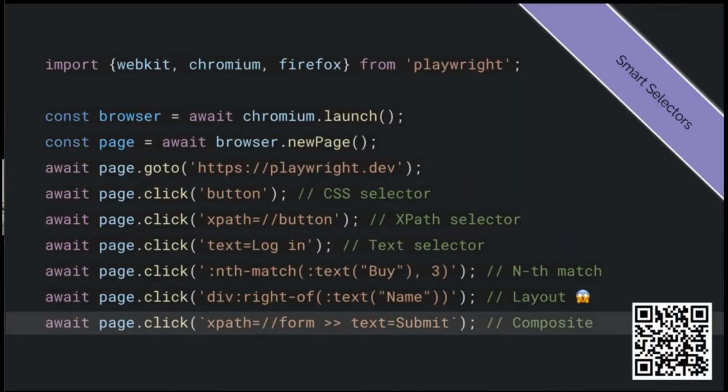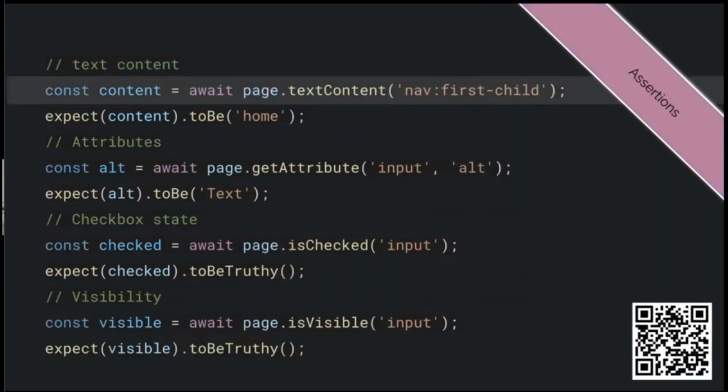Finally, we have a composition combinator, which is two angle brackets. You can mix and match these selector engines together. For example, I can use XPath to select a form, and then inside this form, I can use a text engine to select something with a submit text in it. And these are selector engines.